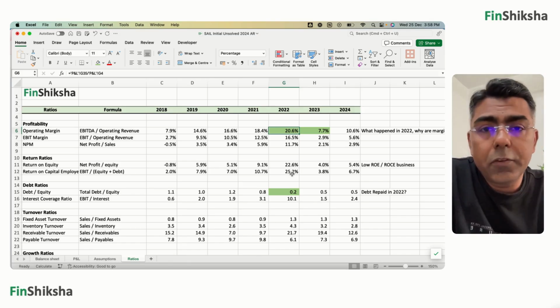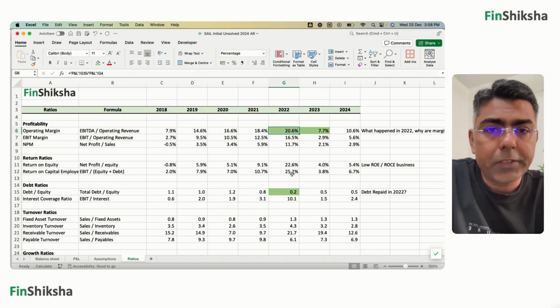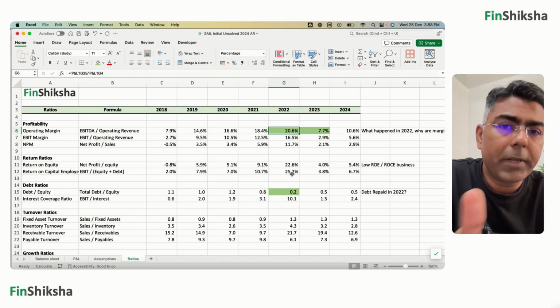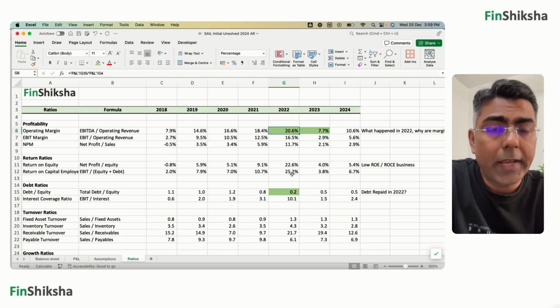All of these answers may not be available, but at least you should be in the position to start asking these questions. That is your first step-by-step guide for financial ratio analysis.